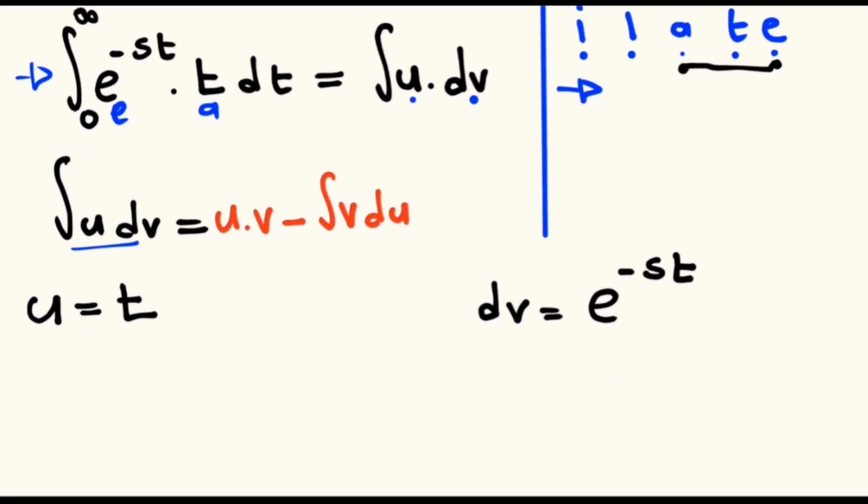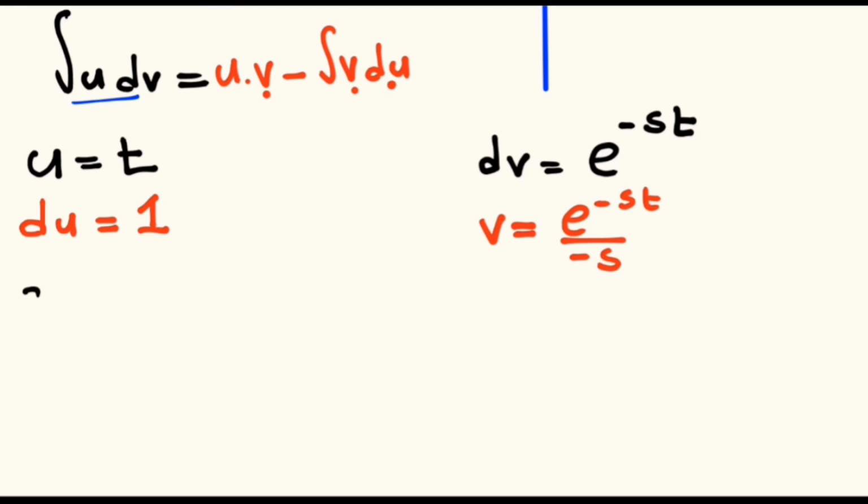In the formula for integration by parts, we have the du, and to get the du we have to differentiate the u, so the derivative of t is equal to 1. And inside the formula for integration by parts we have v, and in order for us to get the v we integrate the dv. So the integral of e raised to the power negative st will be equal to e raised to the power negative st divided by the negative s.